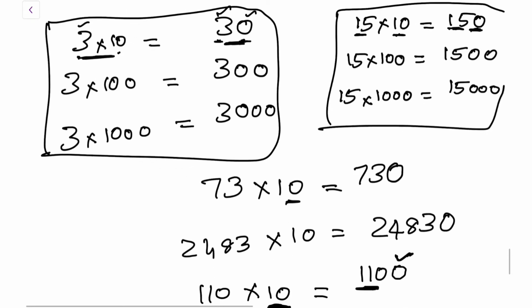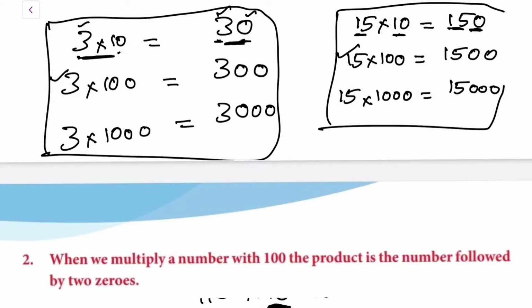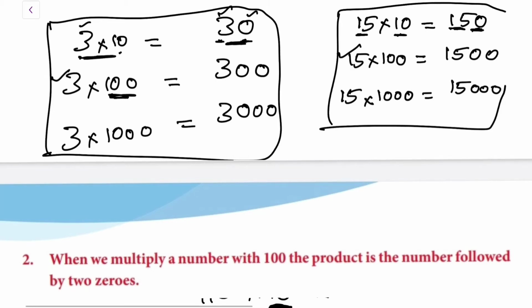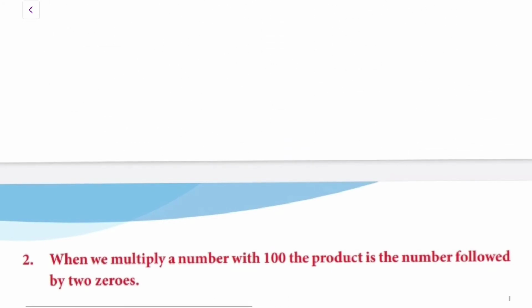That's it. Now, can you observe something else from this? That's right. When a number is multiplied by 100, the product is again the number itself, but followed by 2 zeros, because 100 has 2 zeros, you include 2 zeros. Look at this. When you multiply 15 with 100, the answer is 15 itself, but followed by 2 zeros. Okay? Let's take another example. How about this?